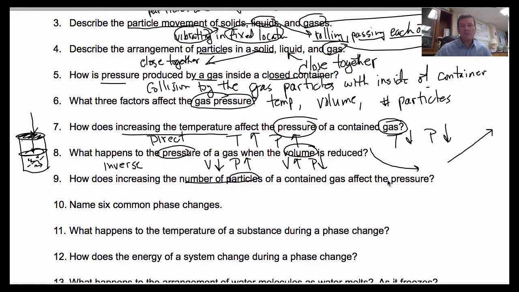Increasing the number of particles, what does that do to pressure? Well, if I put more and more particles in here, then there are going to be more and more collisions, and it is the collisions that cause the pressure. Therefore, if the number of particles goes up, then pressure would go up as well. Likewise, if the number of particles goes down, then the pressure would go down. If you take particles out, then the pressure would be reduced.